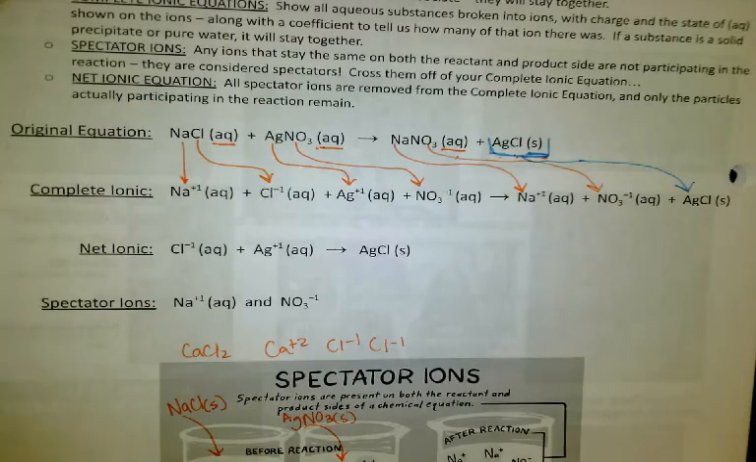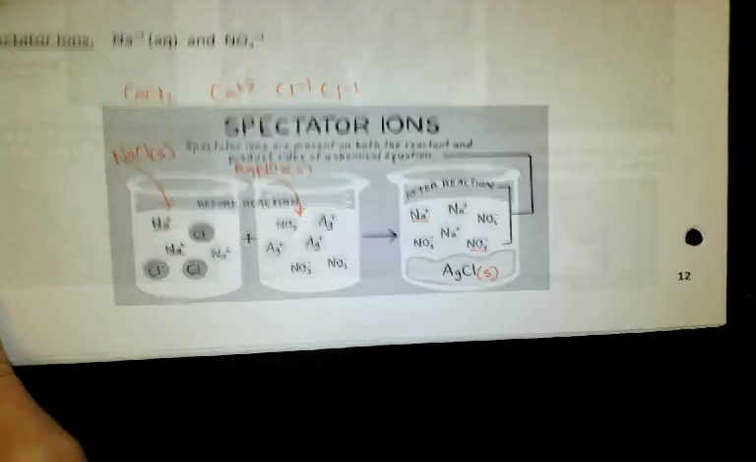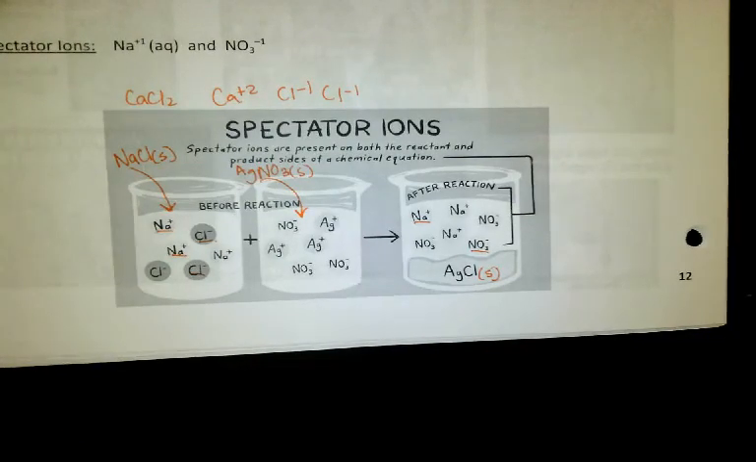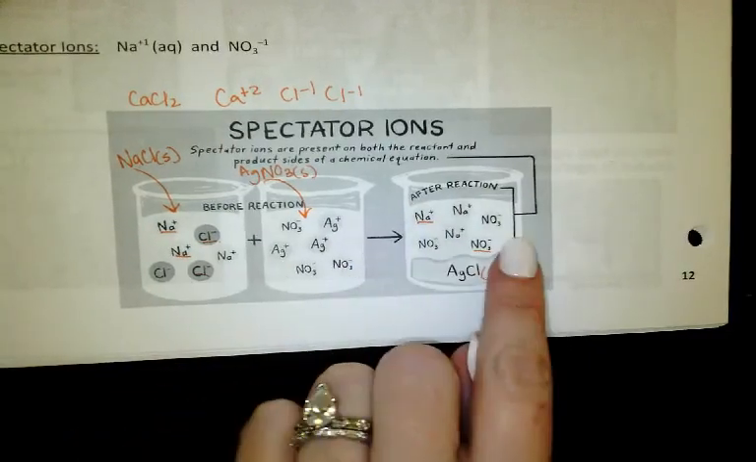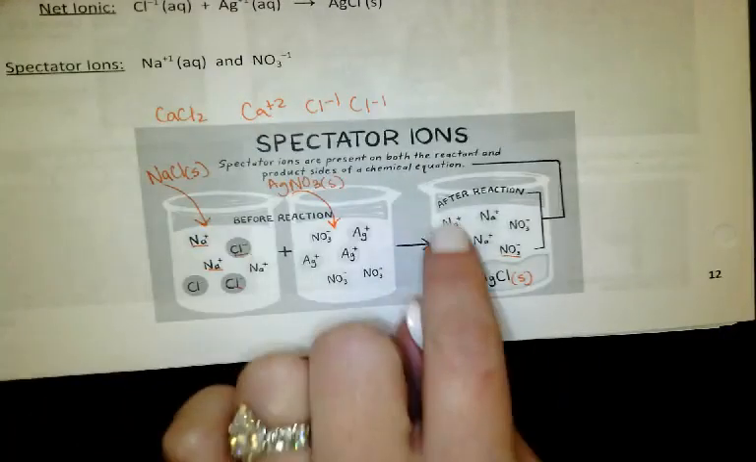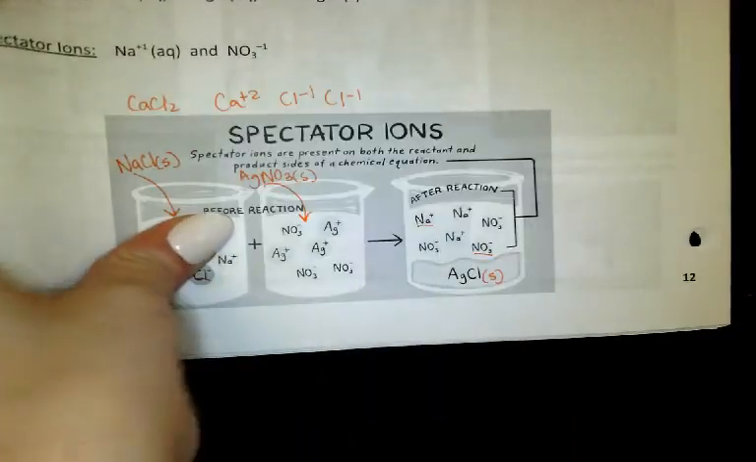Now you've seen this word, spectator ions, okay? Basically what spectator ions are is the ions that don't participate in the bonding. Just like if you were a spectator at a Dallas Cowboys game, okay? You're sitting in the stands, you're not participating in the football game. Dak Prescott's on the field participating in the football game, okay? And so in this case, if you look, the sodium and the nitrate are not participating in the reaction, okay? They're just sitting there, they're just chilling.